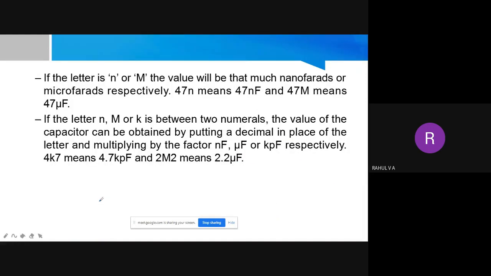Again, there are 2 more rules. If the letter is N or M, the value will be in that much nanofarad or microfarad respectively. For example, if the printed value is 47N, that means it is 47 nanofarad. If it is 47M, that means 47 microfarad. So that is very easy now.